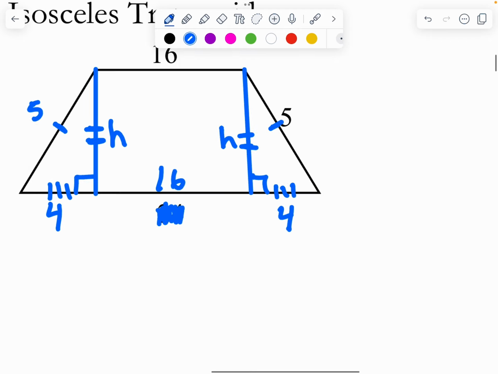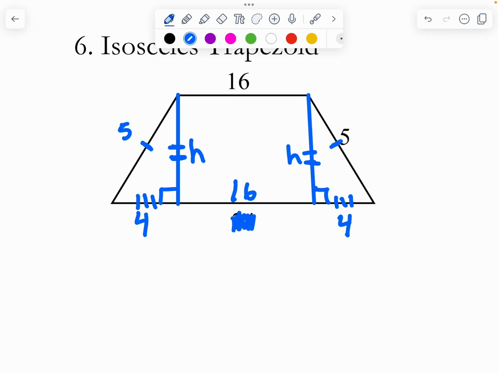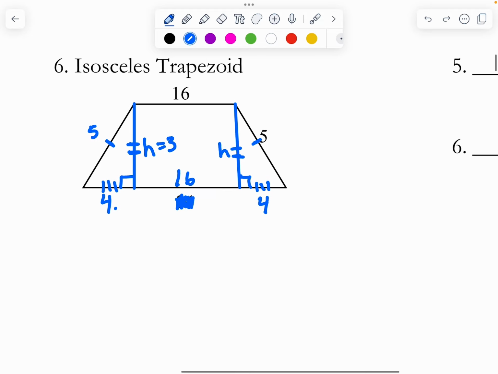So now, once again, look at this. It's a 3, 4, 5 triangle. So right off the bat, I didn't have to do Pythagorean theorem. I have my two bases. I have my height. So now I'm essentially done.